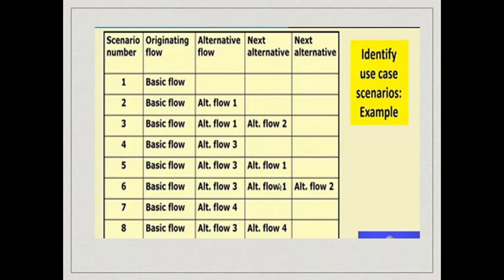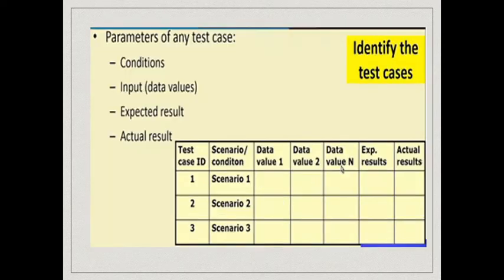If we represent our scenarios in this form, first is the basic flow, then the basic flow with alternate flow 1, one with alternate flow 2, and so on. We develop the table, and each of these is a scenario, and we need to have that many test cases. For each scenario, we need to identify the conditions or the state at which the input is to be given, the data input values, as there may be many inputs to be given, the expected results for each of the inputs, and the actual results that were observed.